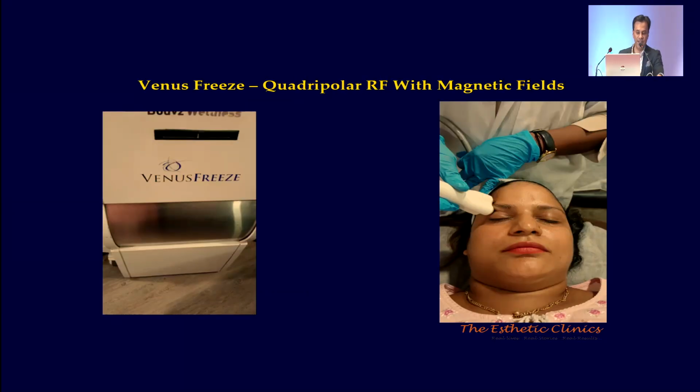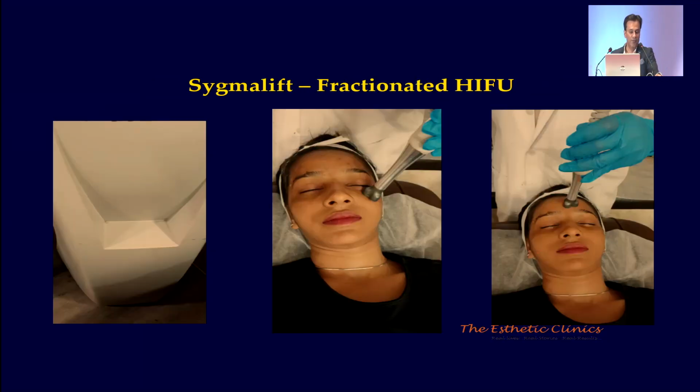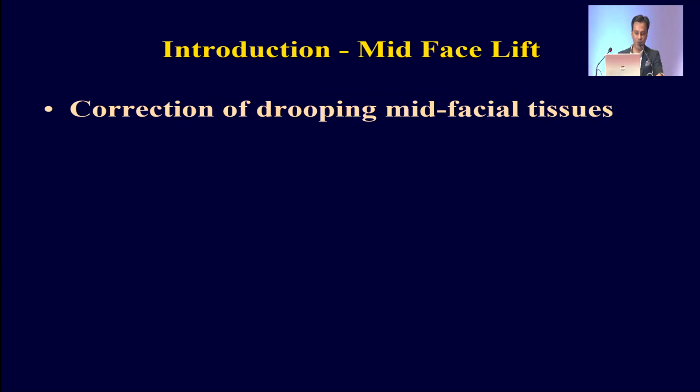Another device that we invested in very early was the Venus Freeze, and it's a quadrupolar RF with magnetic fields, and when you use the Venus Freeze, it causes tightening as well. So different technologies become very important in taking things to the next level. We also use the Sigma lift a lot. This is something we acquired in the recent past. This is fractionated HIFU. So it's the Althera minus the pain and minus the consumables as well. So it makes the treatment slightly cheaper and more bearable in terms of pain. The Sigma lift is a fantastic device, produces great results, and is something that we use a lot as well.